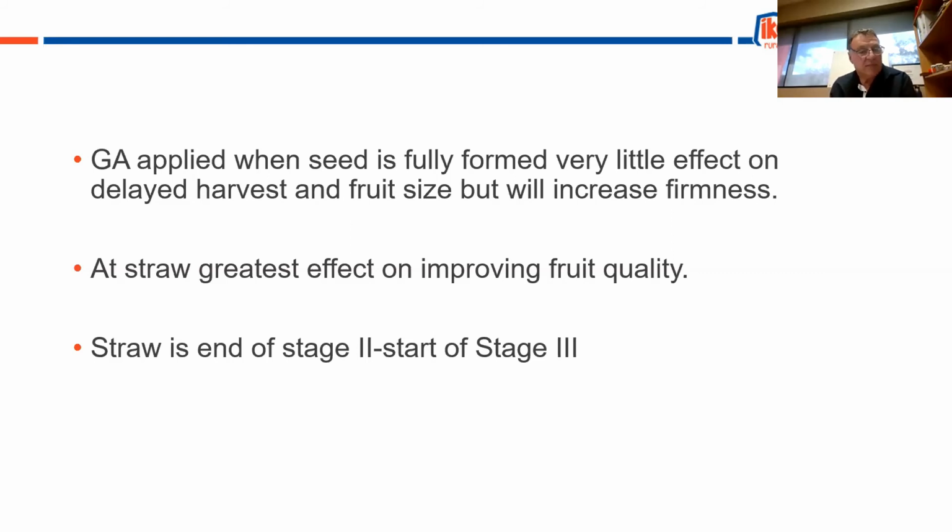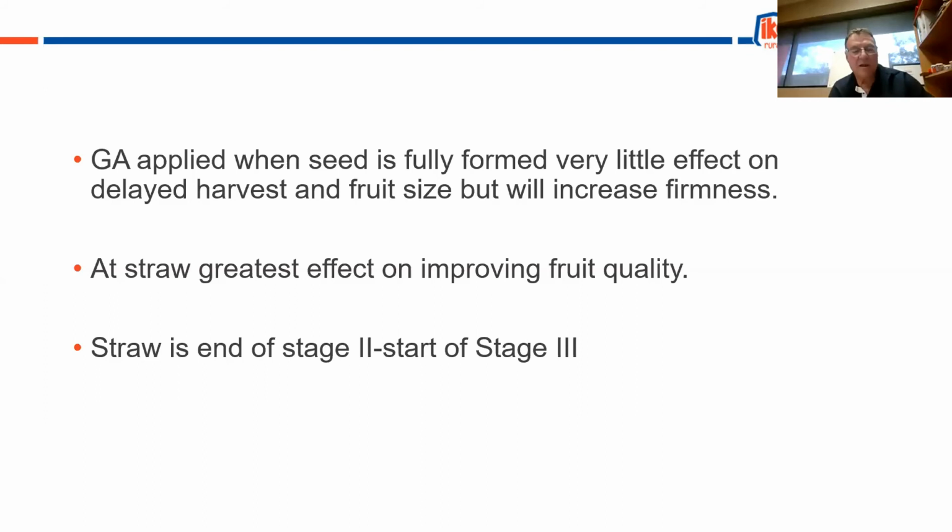At straw, you get the greatest effect on improving the fruit quality. This is for post-harvest, as it does hold up the fruit and the stem quality, and at straw, or even before at that translucent green stage, it will give you better stem retention on fruit. We talk about straw, but really what is it? That timing is at the end of stage 2 and the start of stage 3.